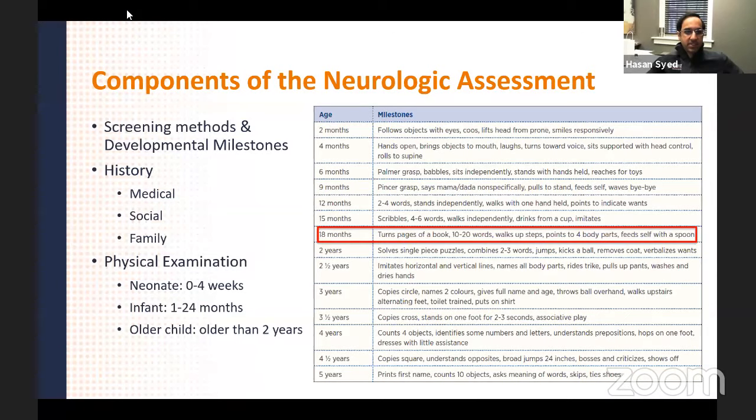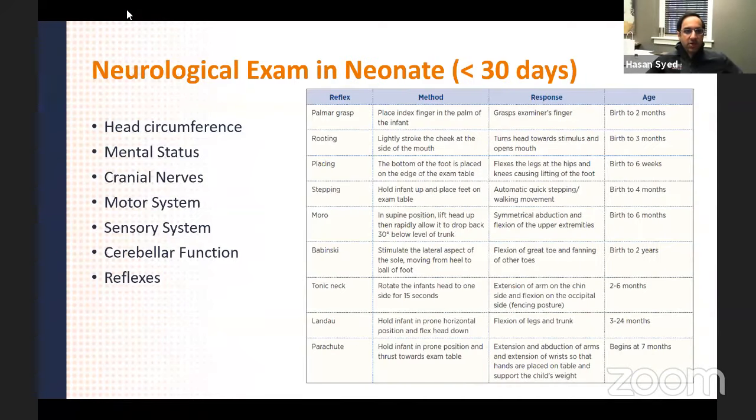We typically do this in 2 to 3 phases: the neonate up to 1 month, the infant from 1 to 2 years, and then the older child as well. So, examining the neonate, and that's the age less than 30 days, I want to just go over some of the reflexes that are important to know about.